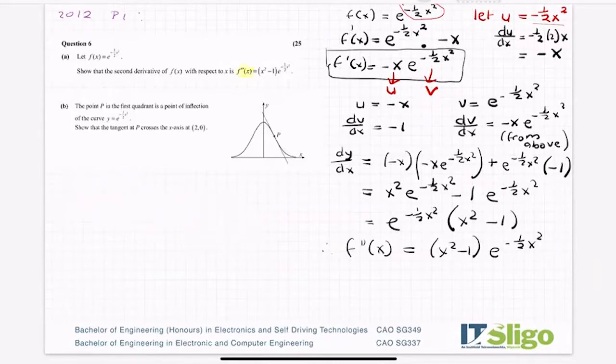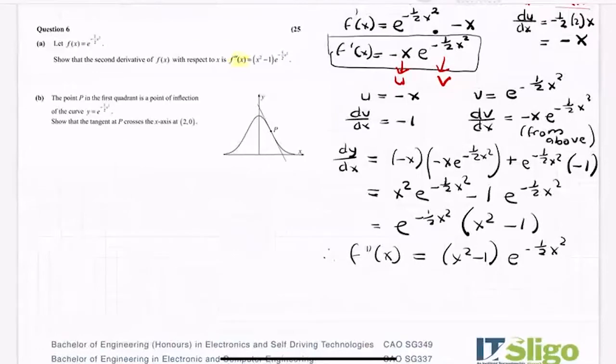Let's look at part B. The point P in the first quadrant is a point of inflection of the curve y is equal to e to the minus a half x squared. Show that the tangent at P crosses the x-axis at 2, 0. So that point P is a point of inflection of the curve y is equal to e to the minus a half x squared.